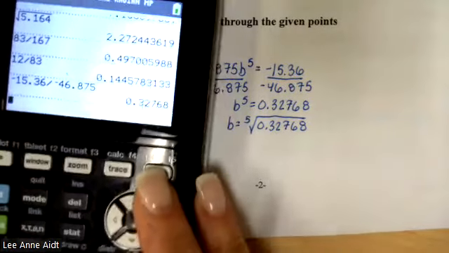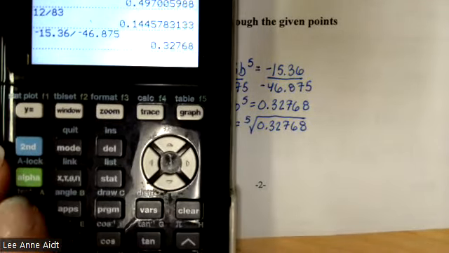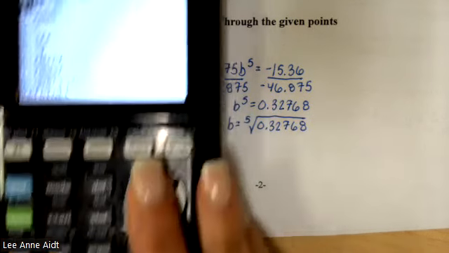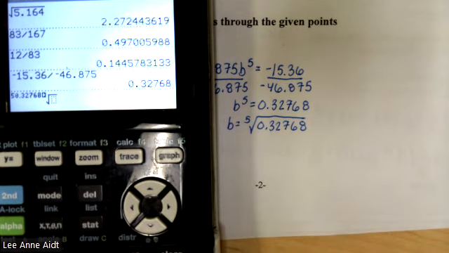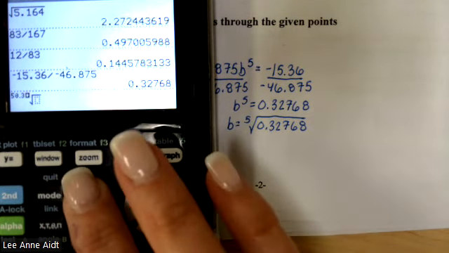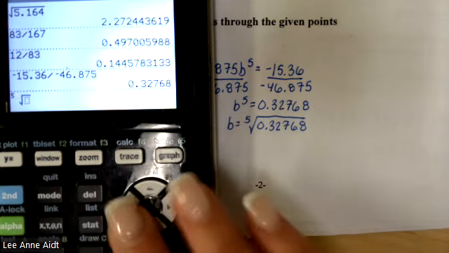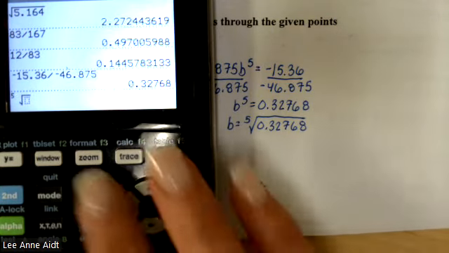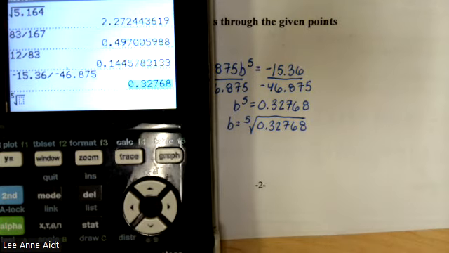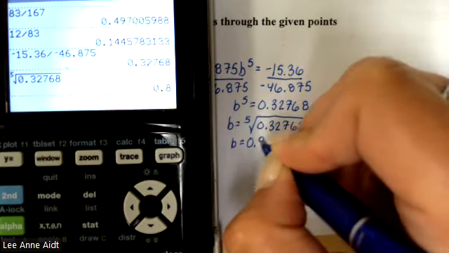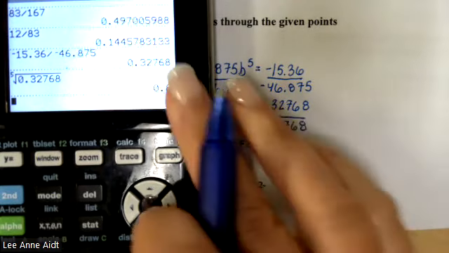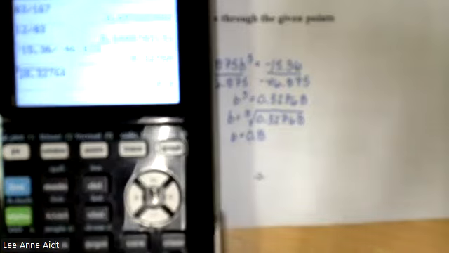Okay, now, reminder, the fifth root, if you're using this kind of calculator, is in the maths button. And you scroll down to the one that has a little x in it. And you've got to put a 5 there. You have to leave the whole decimal. Otherwise, you're not going to get the nice answer of 0.8.